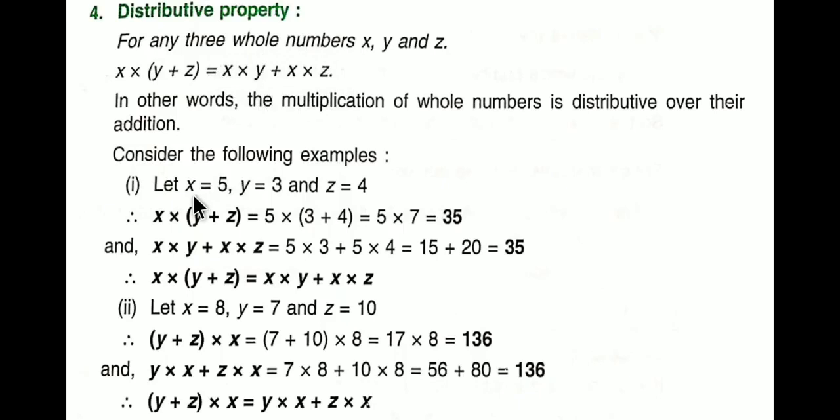So here the value of x is taken as 5, y is taken as 3 and z is taken as 4. So when 5 gets multiplied with 3 plus 4, you can simply add 3 plus 4 as 7, and 5 times 7 is 35. Or you can just apply the distributive property, like 5 times 3 first and 5 times 4. Then 5 times 3 is 15 and 5 times 4 is 20. 15 plus 20 again gives you 35. So we can see over here that the distributive property for multiplication of whole numbers is again true or fulfilled.